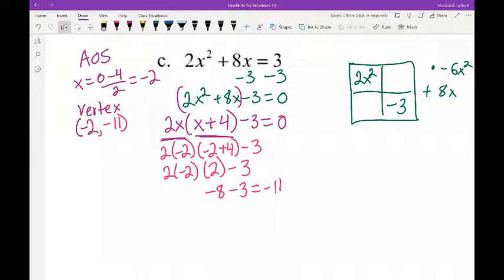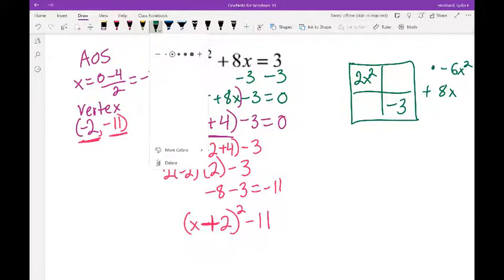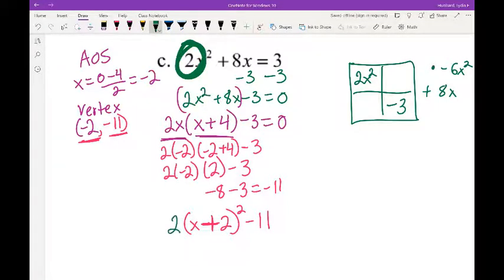Then we're going to set this up as x minus h, so minus -2, that double negative will go positive, squared, plus k, which in this case is -11. Last thing we have to check is if we have a leading coefficient, which is right here, that's a 2. So we do need to put a 2 out front to compensate for that. And again, this is still equal to 0.